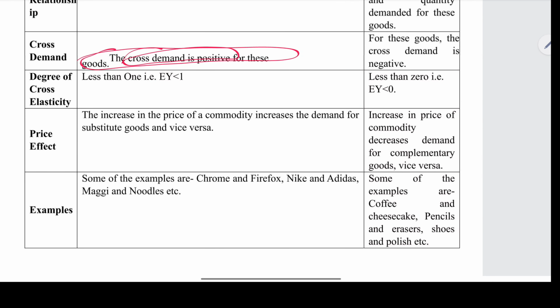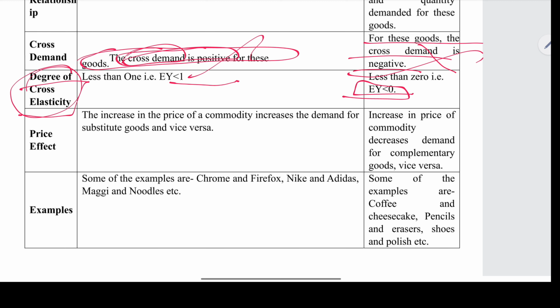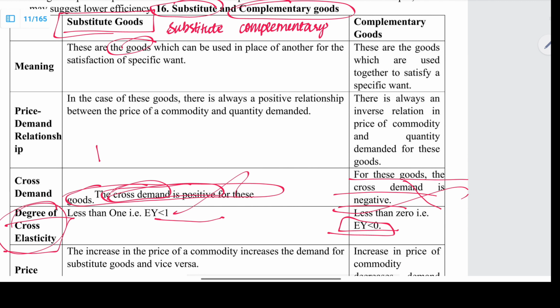For the substitute good, the cross demand is positive. For the complementary good, the cross demand is negative. The degree of cross elasticity is less than 0. Right. We have the cross demand is positive and cross demand is negative. So what does it mean when we have a substitute good?